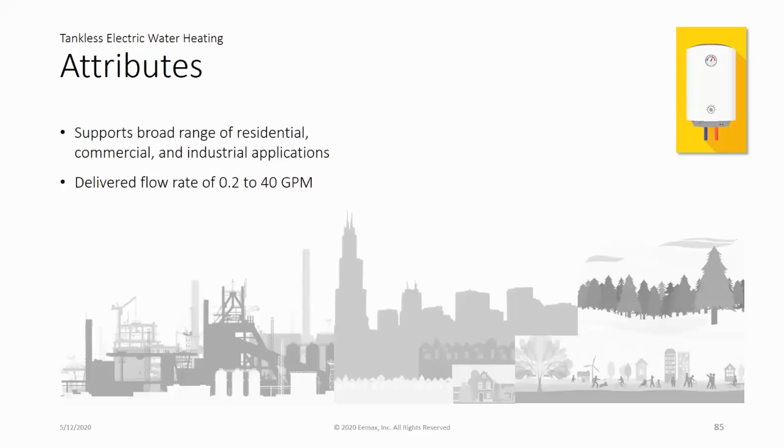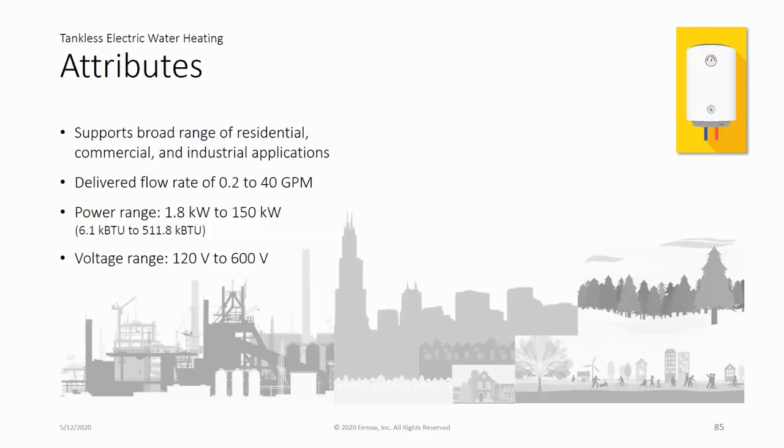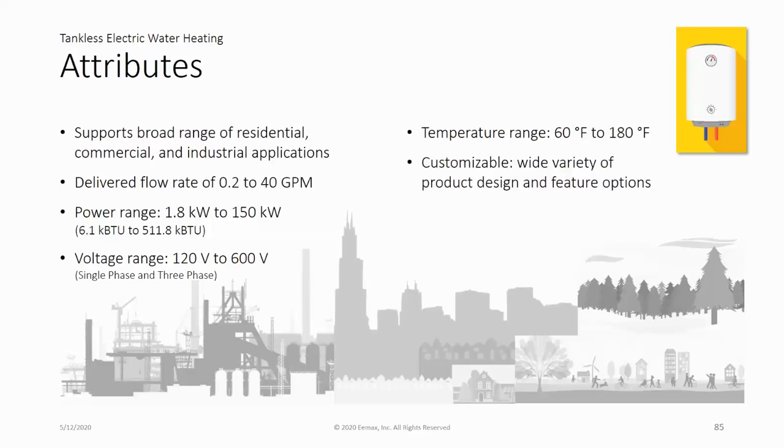Attributes: this is one thing that a lot of people don't understand about tankless electric. Your performance spectrum can go anywhere from 0.2 gallons per minute for low flow hand washing all the way up to 40 gallons per minute for, let's say, tepid water or process heating. Anywhere from 1 kW to 150 kW. Pretty much any voltage option that you need, from 120 volts to 600 volts, both single and 3-phase. Temperature range hits the spectrum, and there are a couple different manufacturers out there that have different ranges, but for the most part, you're looking at 60 to 180 degrees.